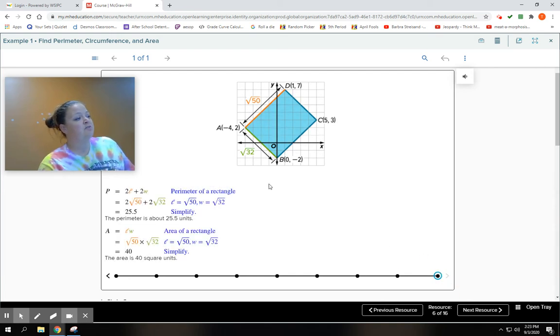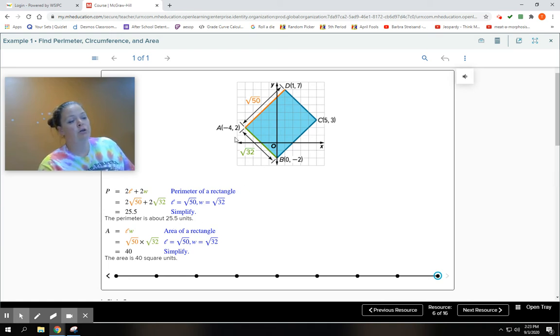Okay, then to find the perimeter, we've got 2 square roots of 50 here and here. And we've got 2 square roots of 32 here and here. So we plug those in for 2L plus 2W. Here and here, the square root of 50, the square root of 32. This is where we go ahead and put them into decimal form and simplify down as far as we can. Okay. The perimeter is about 25.5 units.